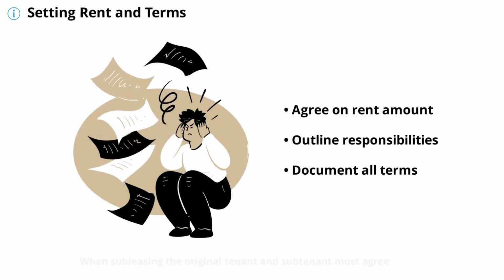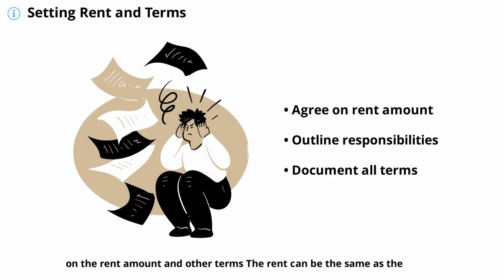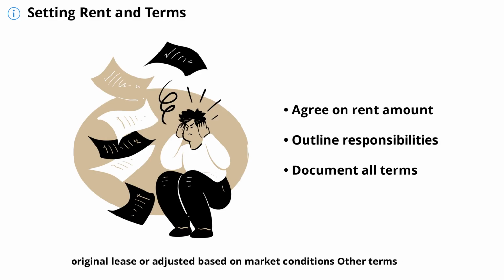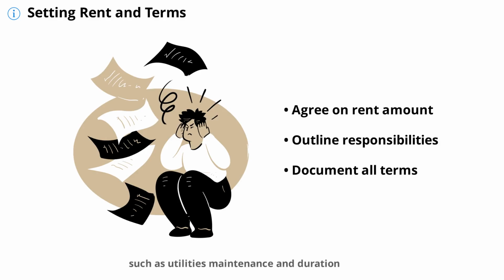When subleasing, the original tenant and subtenant must agree on the rent amount and other terms. The rent can be the same as the original lease or adjusted based on market conditions. Other terms, such as utilities, maintenance, and duration, should be clearly outlined in the sublease agreement. Clear communication and documentation help prevent disputes and ensure a smooth arrangement.